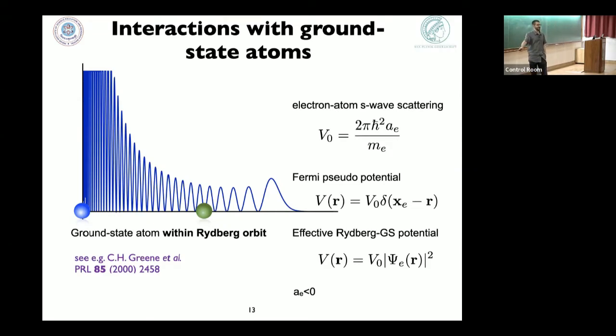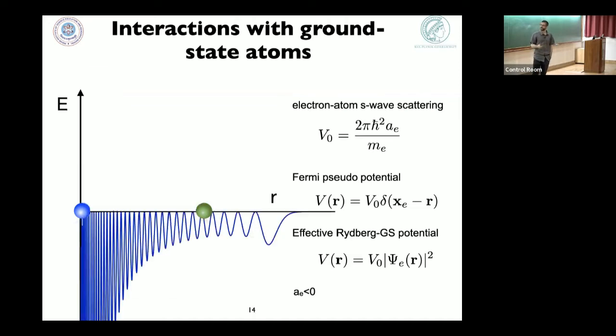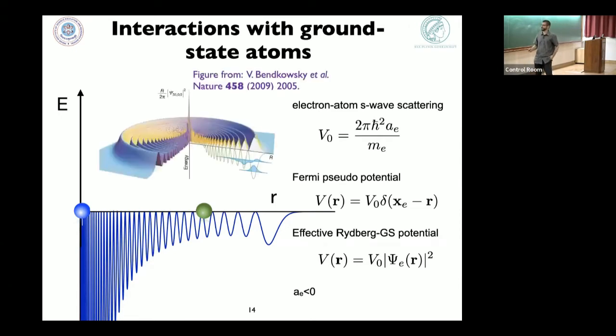So the claim is that the net potential between ground state atom and Rydberg atom is this V0 times the Rydberg electron probability density. And the atom-electron scattering length, at least for elements that I know about, is negative. So you actually get this blue-shaped effective potential, right? Which is presumably quite unusual for most of us. So it has really all these crazy oscillations and maybe a net averaged attractive character.